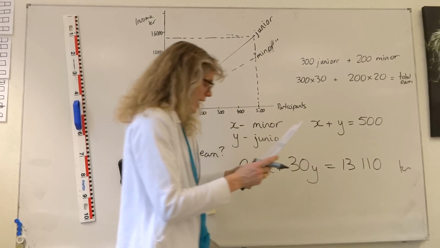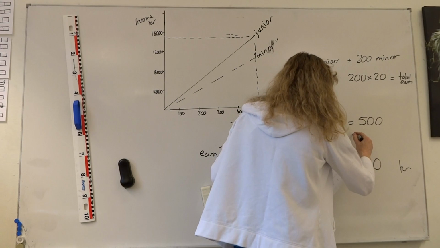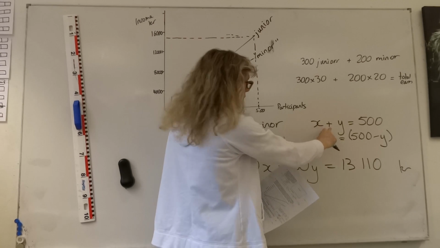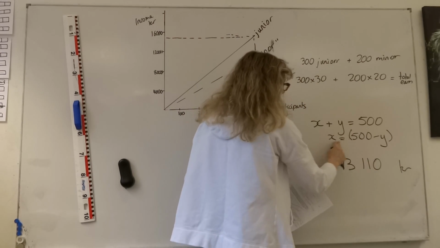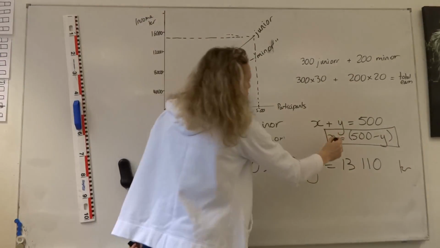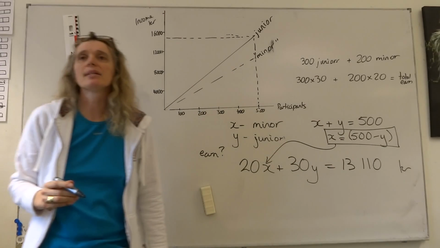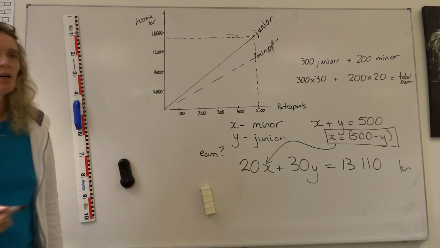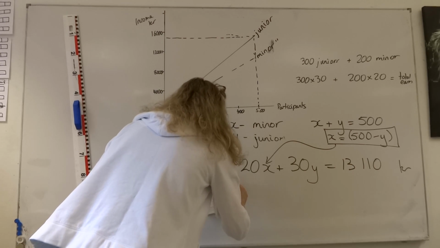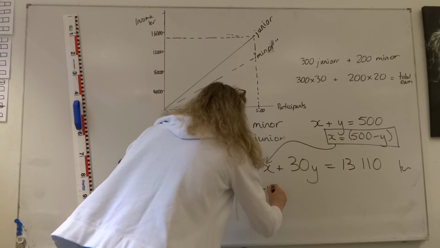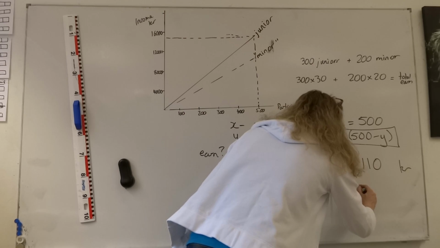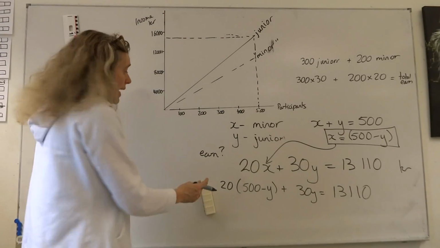If we just rearrange, we know that x will equal 500 minus y. Get x by itself by subtracting y from both sides. This one we then put straight into that equation. Hey presto, x disappears. So wherever we see x, we write 500 minus y. So we get 20 times 500 minus y plus 30 lots of y equals 13,110.